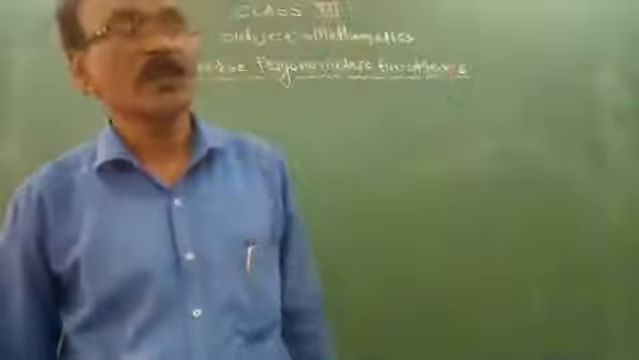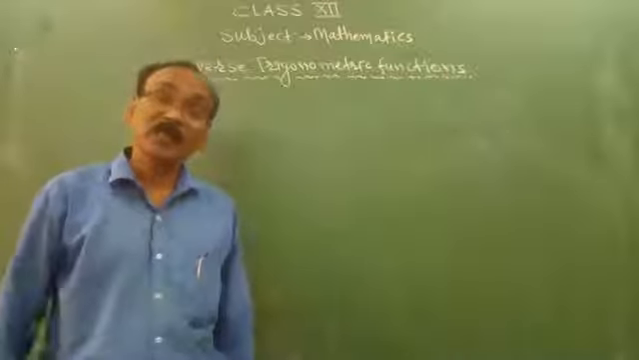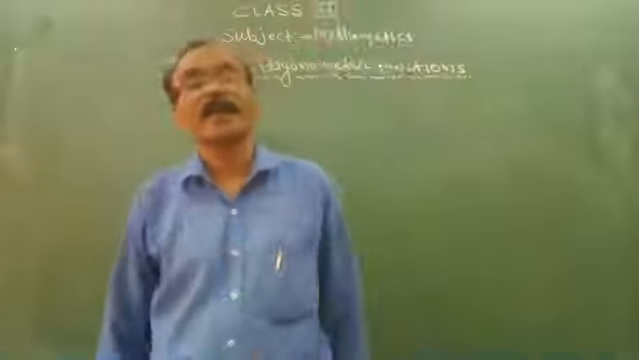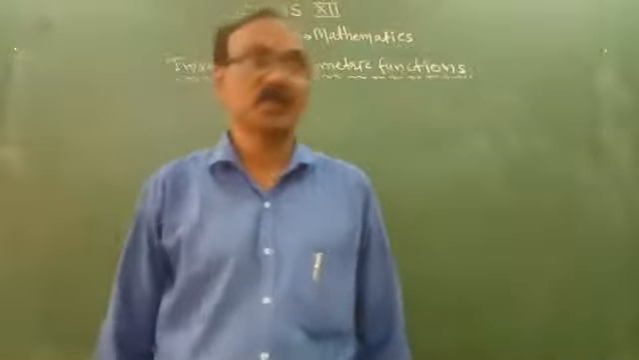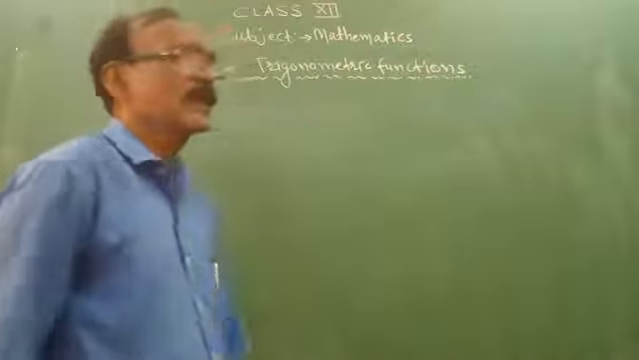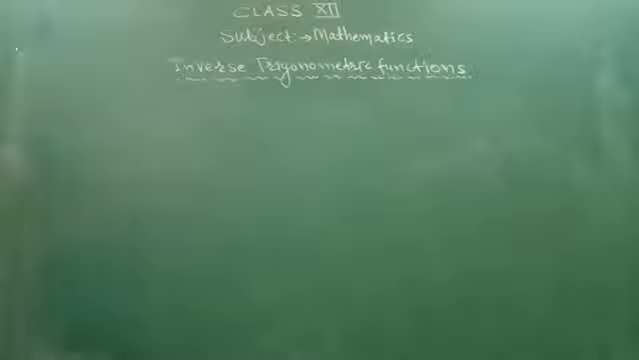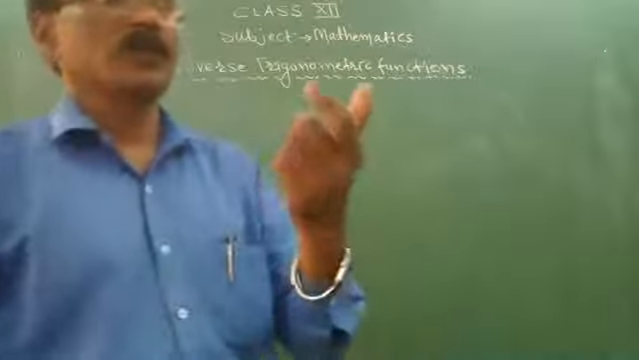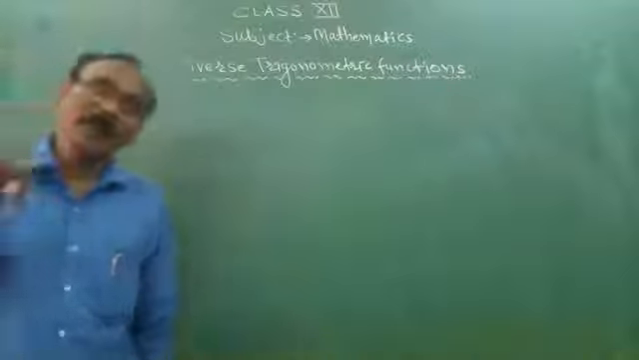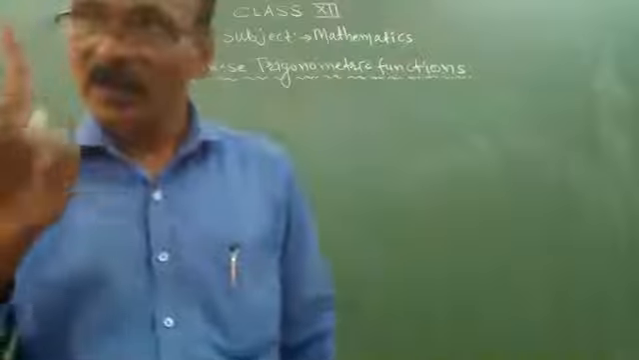There are other properties, where cos inverse of minus x, here it is cos, so you remember it is pi minus cos inverse x, where x belongs to the closed interval minus 1 to 1. Then sec inverse of minus x is pi minus sec inverse x, where mod x is greater than or equal to 1. Then cot inverse of minus x is pi minus cot inverse x, where x belongs to the real numbers.